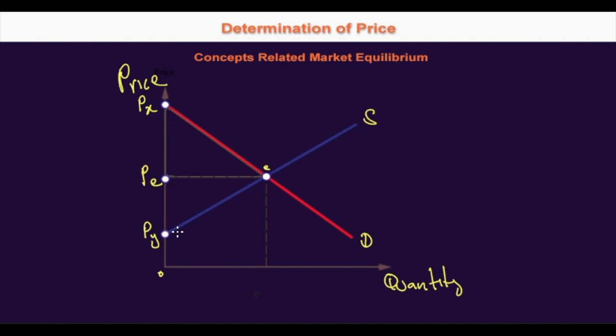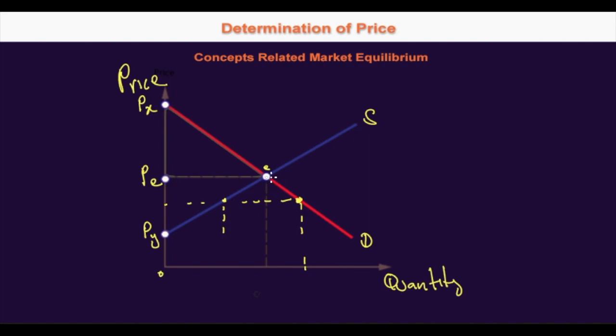Now the first concept is excess demand. When does an excess demand happen? For example, when the price is lower than Pe. Let's look at a price here, this price point. The quantity demanded would be greater than the quantity supplied. So there is an excess demand. So this is the excess demand. Excess demand will always happen when the price is below the equilibrium price.